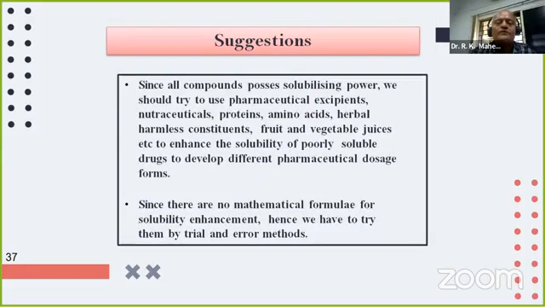Okay, now coming to suggestions. Since all compounds possess solubilizing power, we should try to use excipients, nutraceuticals, proteins, amino acids, harmless constituents, fruit and vegetable juices, etc., to enhance the solubility of poorly water-soluble drugs, to develop different pharmaceutical dosage forms. Since there are no mathematical formulae for solubility enhancement, hence we have to try them by trial and error methods.